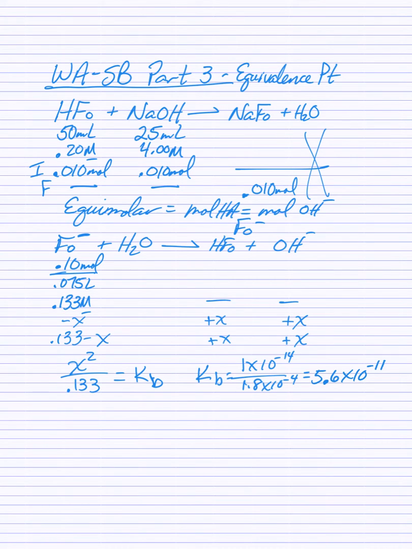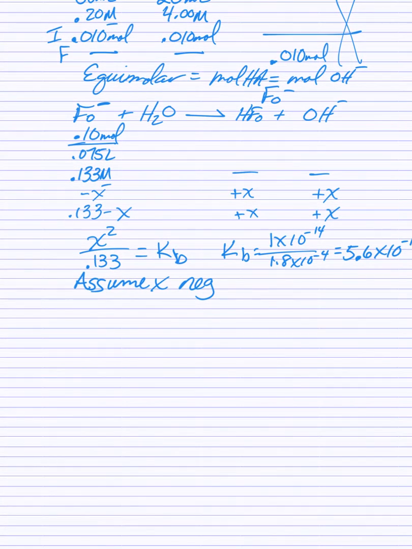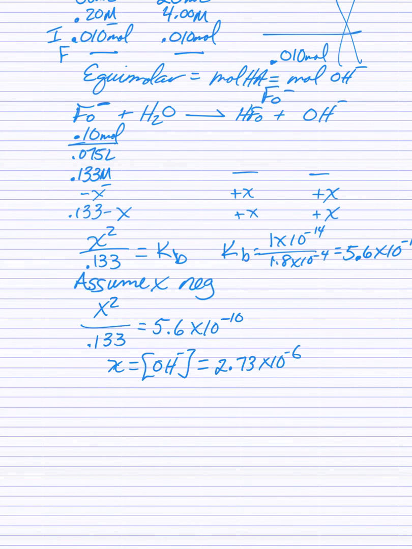And so now I can say, and yes, you guys are going to correct me and say, assume x is negligible. And now let's say x squared over 0.133 equals 5.6 times 10 to the negative 11th. X equals concentration of OH minus, and that's going to be 2.73 times 10 to the negative 6th. I'm going to check that assumption.